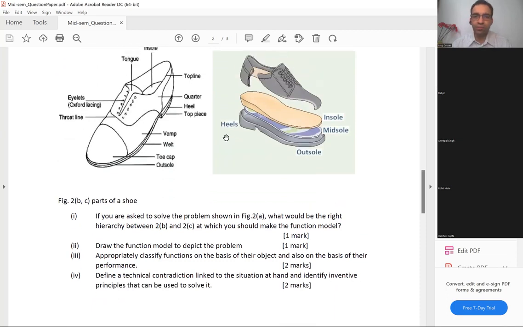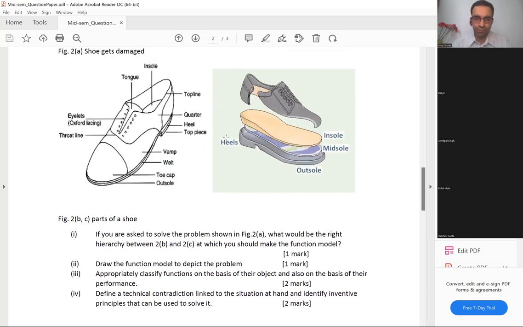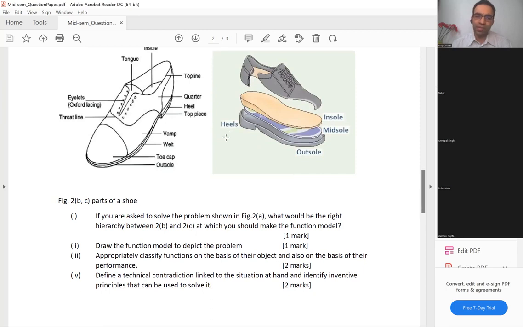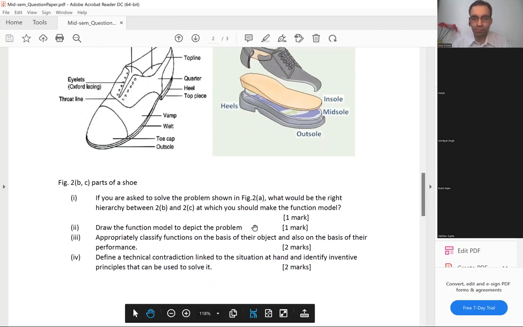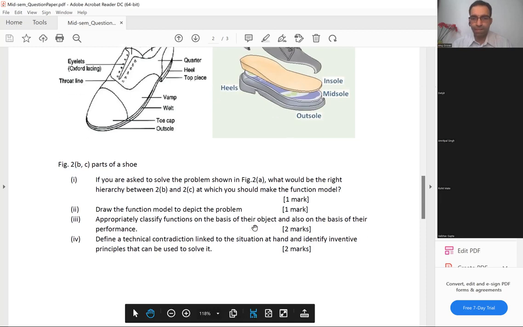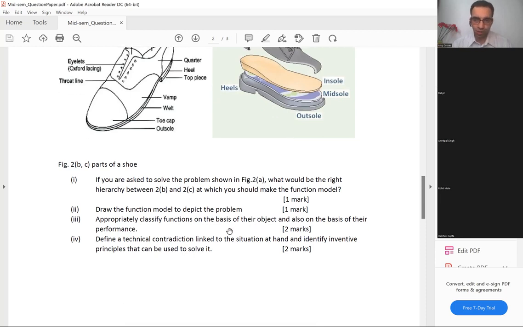Everyone, is that clear with you? Okay. Then draw the function model to depict the problem. It clearly says draw the function model, but I believe some people did not draw it. Again, they made the table only. How many of you just did not make the drawing but tabulated the functions? Anyone here?